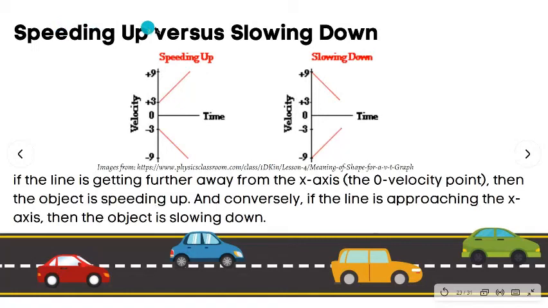How about for speeding up and slowing down? So if the line is getting further away from the x-axis, it means that is speeding up. So ibig sabihin po kapag meron tayong slope na pataas, sasabi natin na yung object natin ay nag-speed up. How about this one? So if the line is approaching the x-axis, it means that yung object po natin is nag-slow down. So that's the difference between speeding up and slowing down in terms of graph.